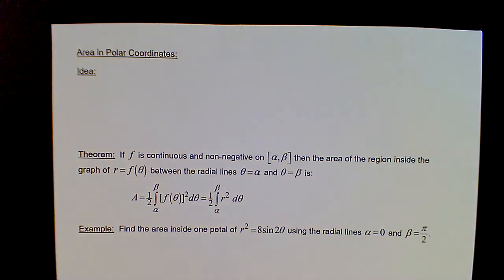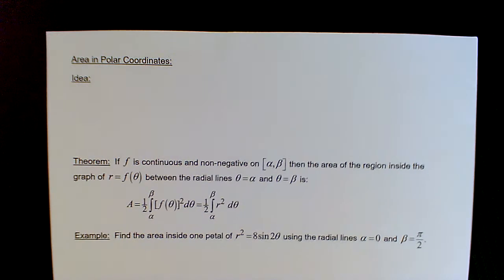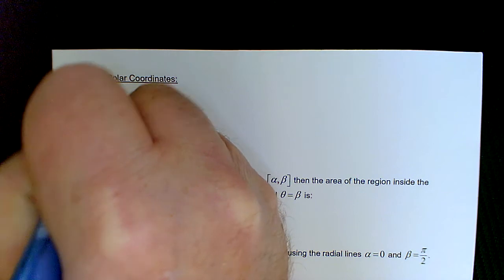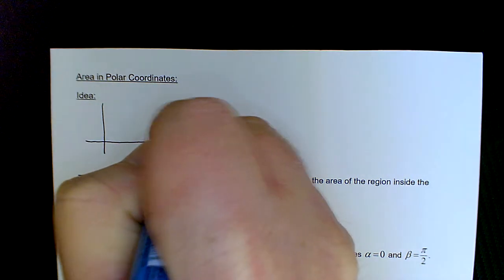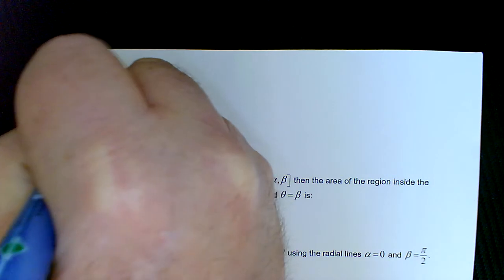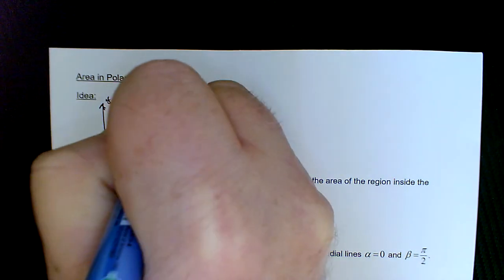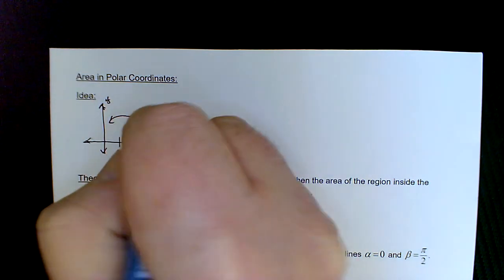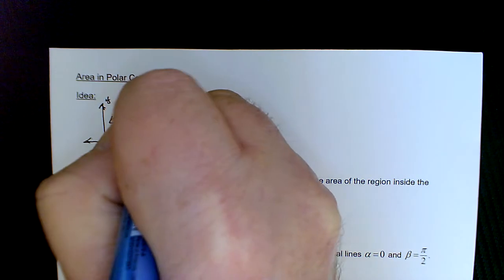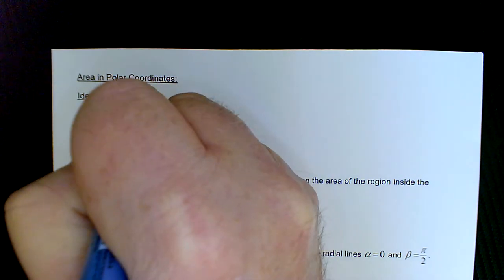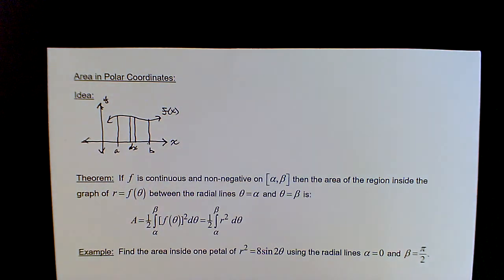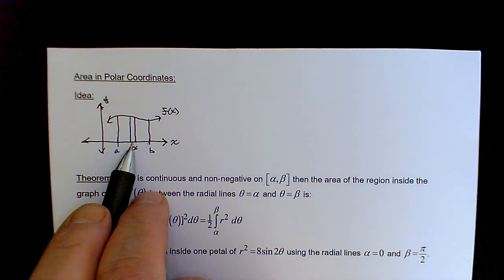So we have a theorem, but before we get to the theorem, the idea behind polar coordinates is, if you recall in the Cartesian coordinate system, when we had to find area under a curve, so if we wanted the area between the graph of a function and the x-axis and the vertical lines x equaling a and x equaling b, we used little strips of differential dx in width, and we used the concept of Riemann sums to create the definite integral that gave us the area under the curve.